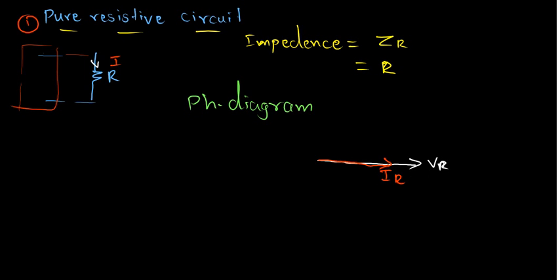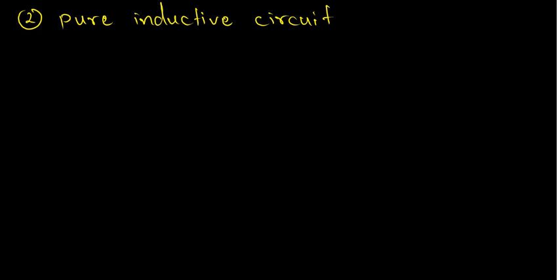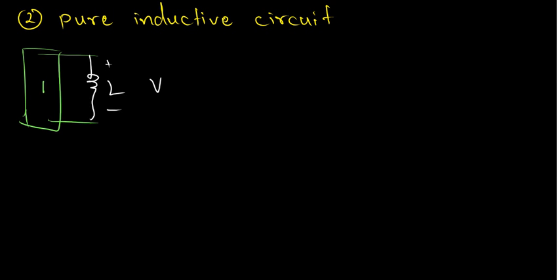The second one is the pure inductive circuit. What is the pure inductive circuit? Same as before, there is only an inductor here. The voltage across the inductor is V. There is a voltage source. We don't know how it is, but it's an AC circuit. There is only an inductor, L, here.